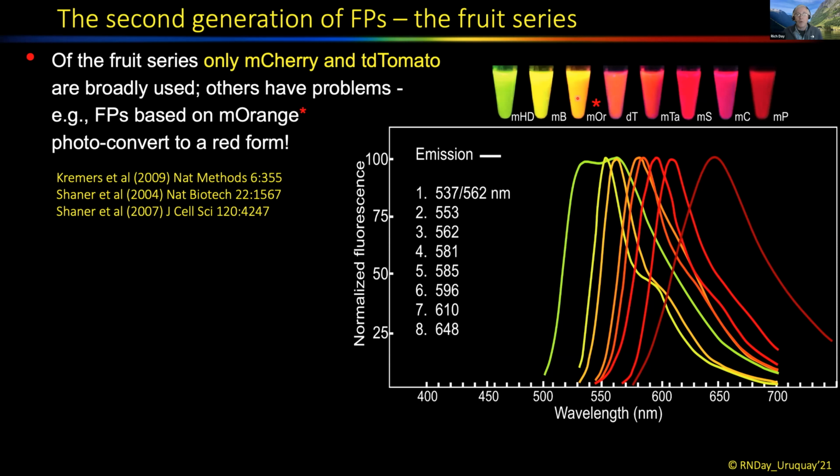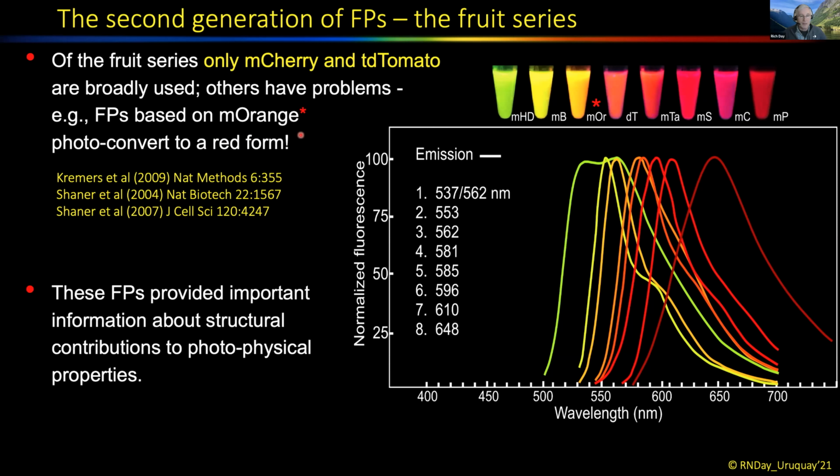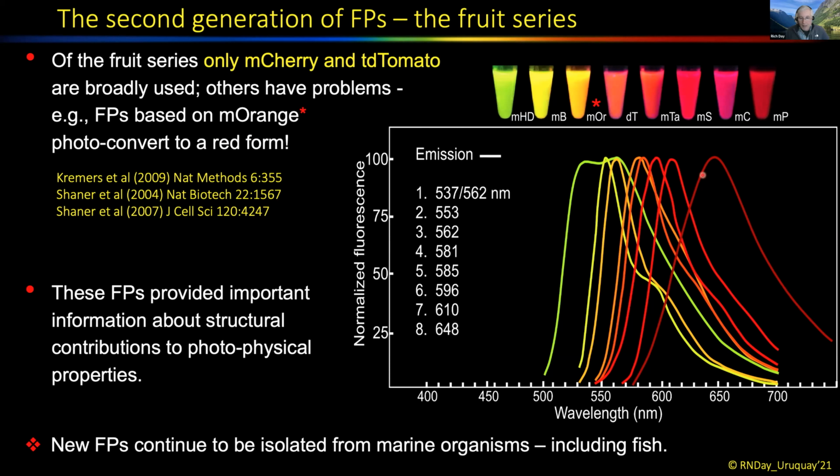For example, mOrange was shown to photoconvert to a red form by simply observing it. So this is some of the limitations of these novel FPs. But importantly, what came out of this was structural information about how to make different color fluorescent proteins and the photophysical properties of those fluorescent proteins. And so still, as I mentioned, some of these were not terribly useful. We still needed additional FPs.